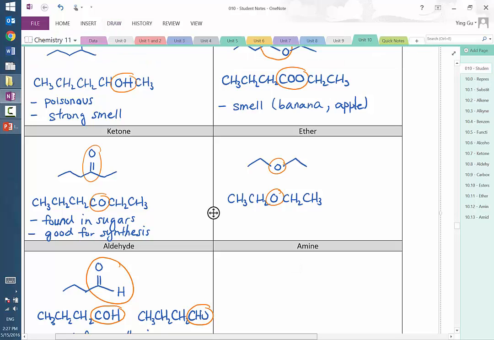Okay, ethers. Here's the reason why they look so happy. Ethers are an anesthetic. And anesthetics are, of course, compounds that cause you to sleep or get knocked out. They are used in surgery, so that's how I remember them. Ethers look happy, and they are an anesthetic.